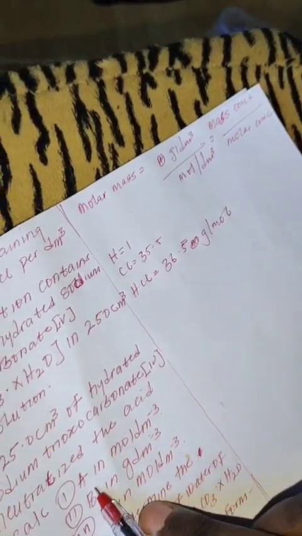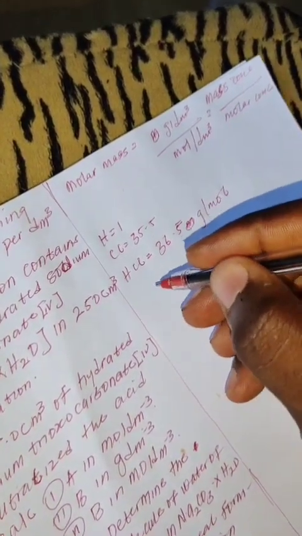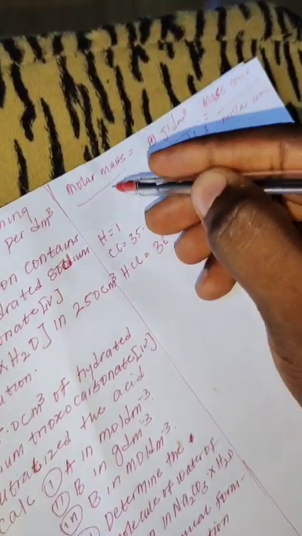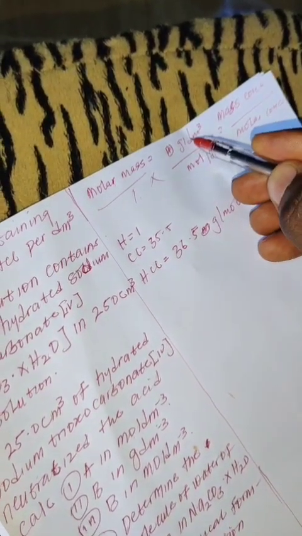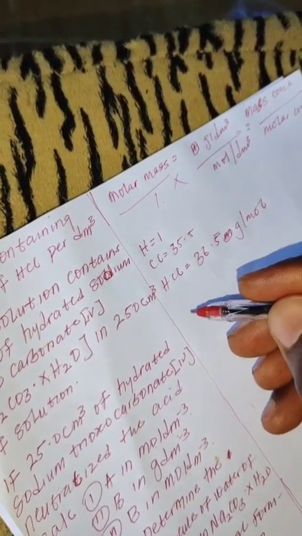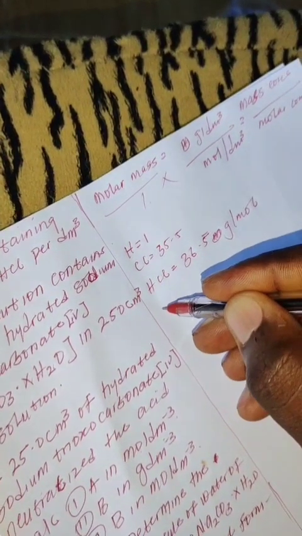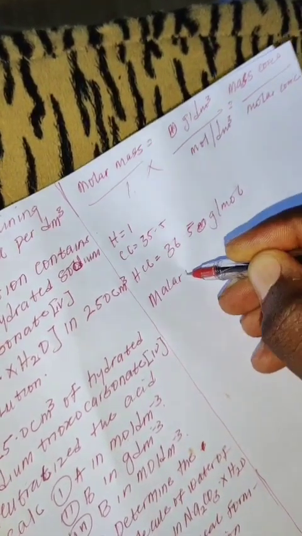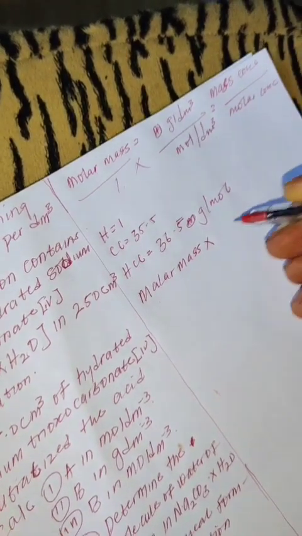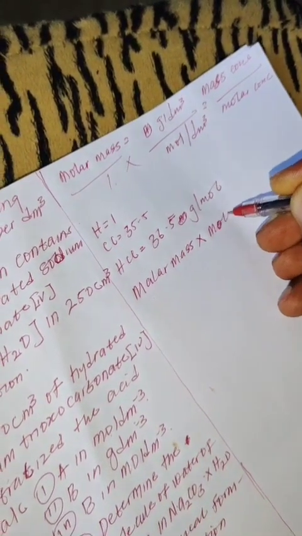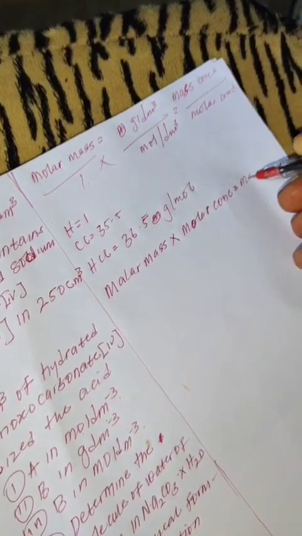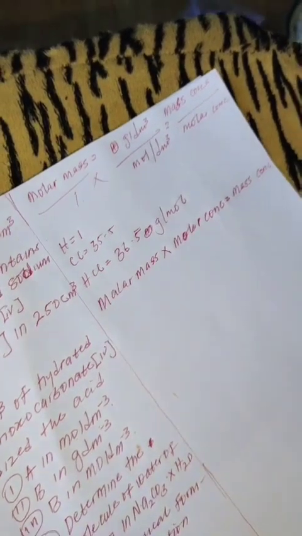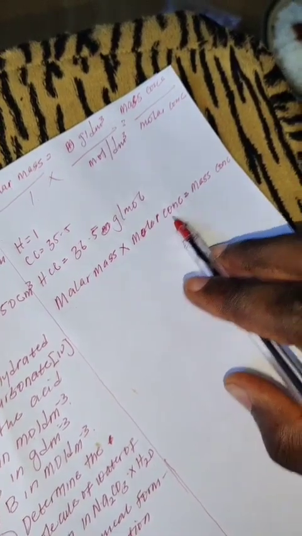Now, going back to solve our question on mole per dm³, from here we'll just cross multiply. We cross multiply, so we're going to have this times this equals this. So our final answer will become molar mass times molar conc is equal to mass conc. So molar mass times molar conc is equal to mass conc.